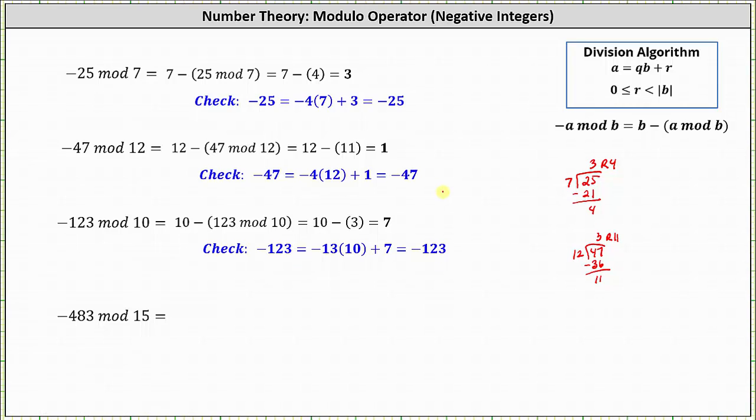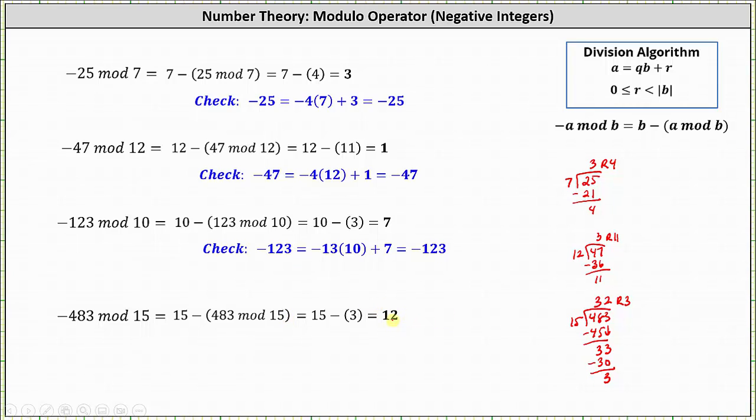And then for the last example, we have negative 483 mod 15, which is equal to 15 minus 483 mod 15. To determine 483 mod 15, we divide 483 by 15 and determine the remainder. There are 3 15s in 48. 3 times 15 is 45. We subtract, the difference is 3. Bring down the last digit. There are 2 15s in 33. 2 times 15 is 30. We subtract. The remainder is 3. 483 mod 15 is equal to 3, giving us 15 minus 3, which is 12.